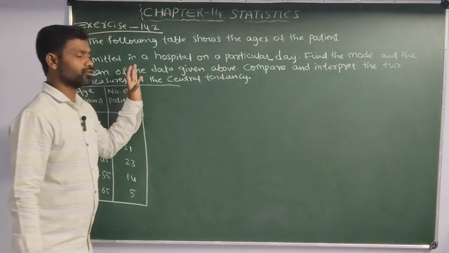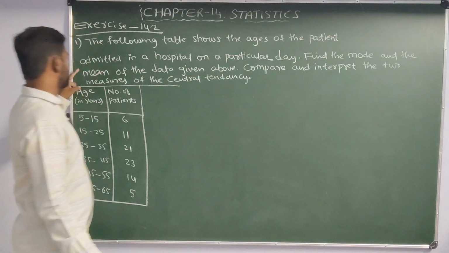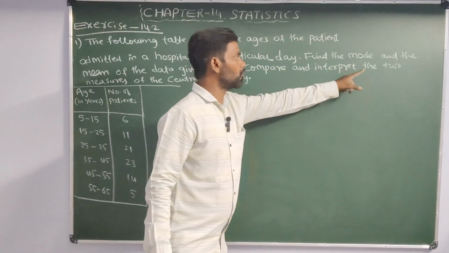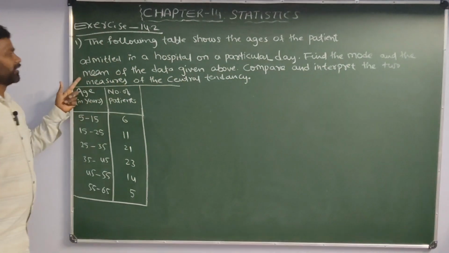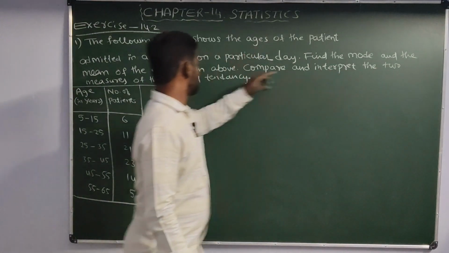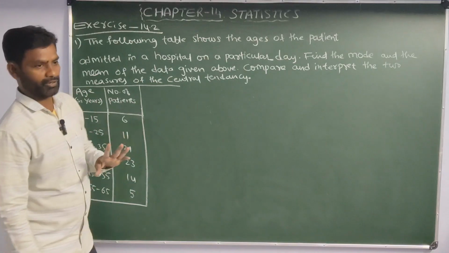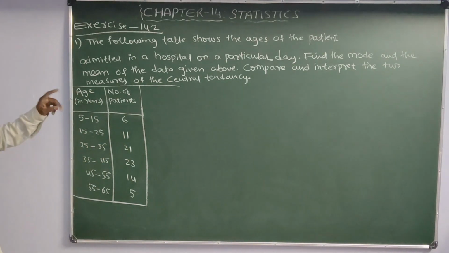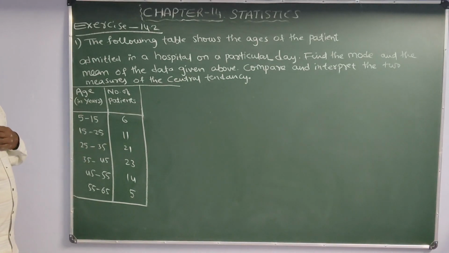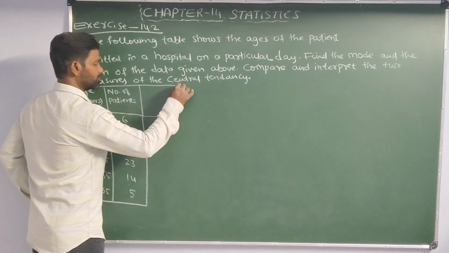Exercise 14.2, question number 1. The following table shows the ages of the patients admitted in a hospital on a particular day. Find the mode and the mean of the data given below. Compare and interpret the measures of central tendency. So two things we have to find. What are they? We have to find the mode and mean. Both we have to find. So first of all we have to find the mean. Right, let us find the mean.